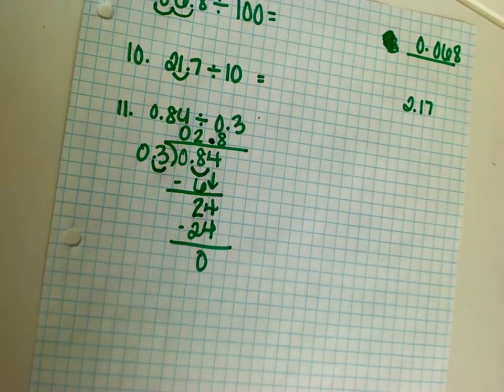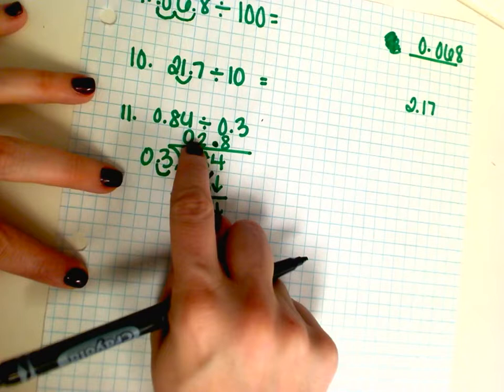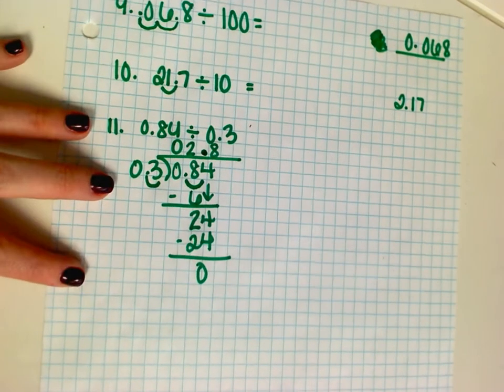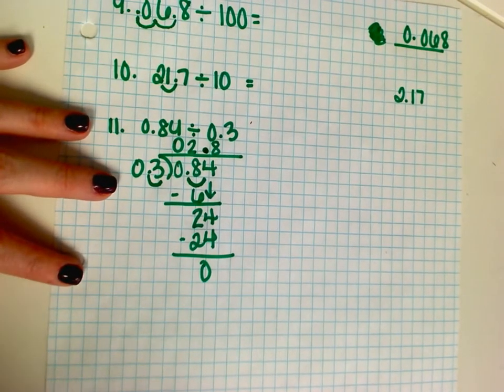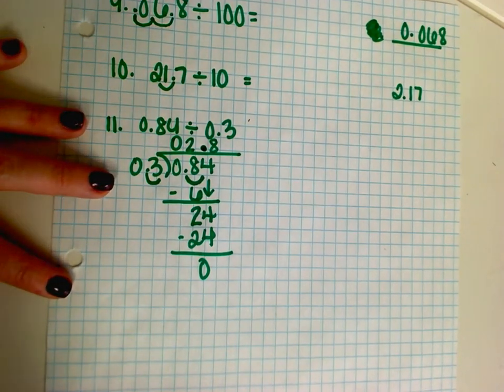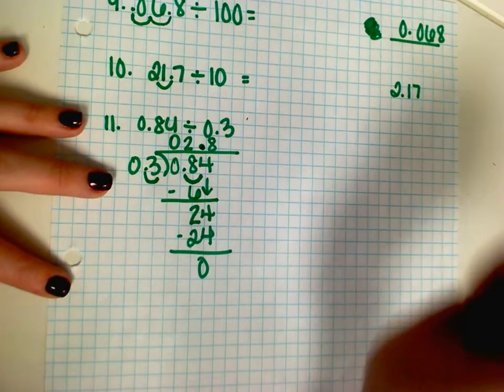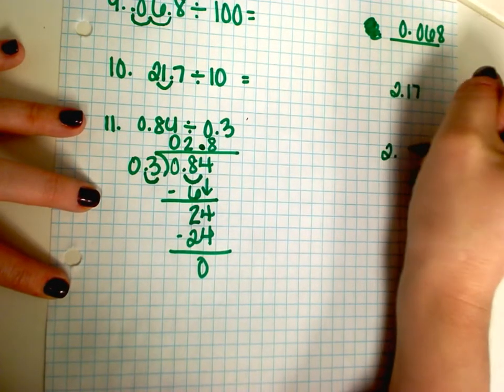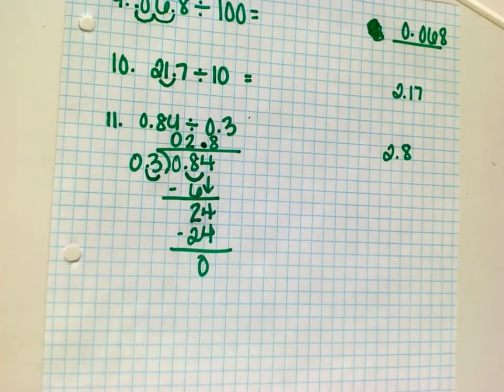And no remainder. Who can say our quotient in word form? The right way in word form. Jonathan. 2 and 8/10. Awesome. 2 and 8/10 is absolutely correct. All right, guys, we got 3 more to go, and they're word problems.